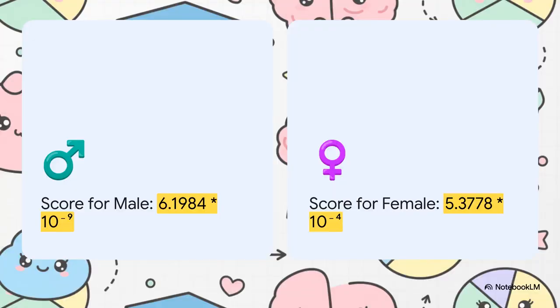So what the algorithm does next is it crunches the numbers and comes up with a probability score for each class. Now, don't worry about the crazy math behind it. All it's really asking is, based on our averages, how likely is it that these measurements belong to a male, and how likely is it they belong to a female?